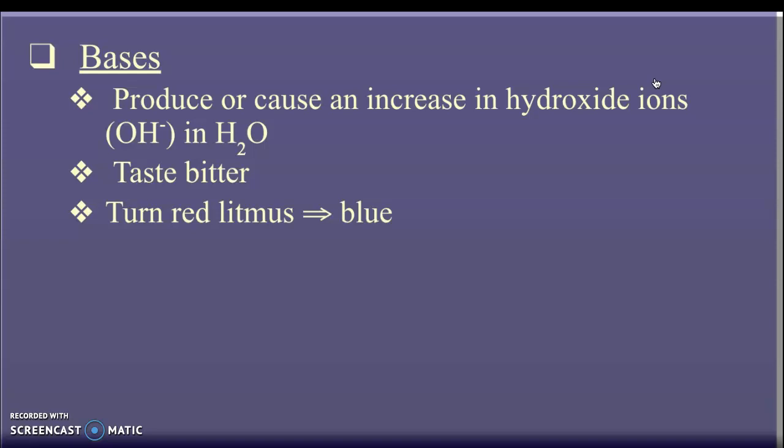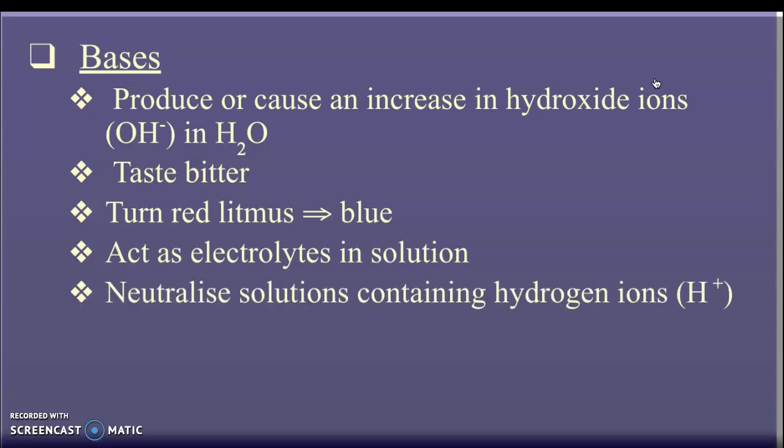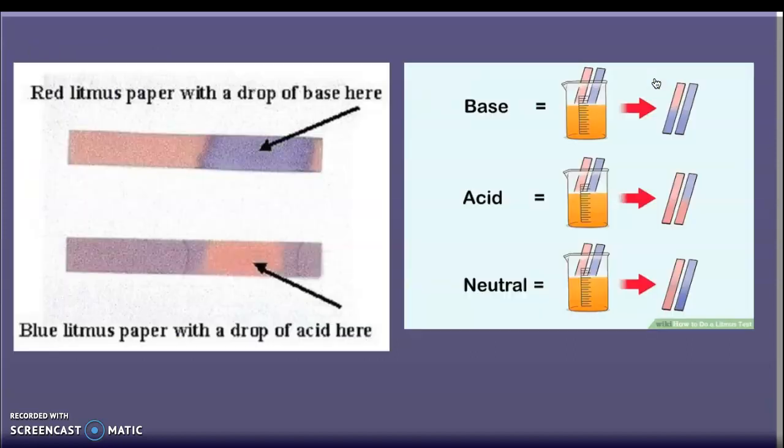So there's two types of litmus paper that I'm going to show you in the next slide. They also act as electrolytes in solution. And then they'll do the opposite of what an acid does. They'll neutralize a solution containing hydrogen ions. And they'll have a slippery, soapy feel as well.